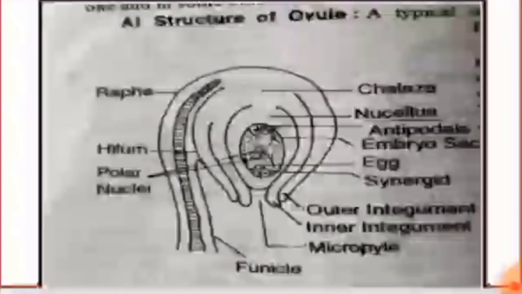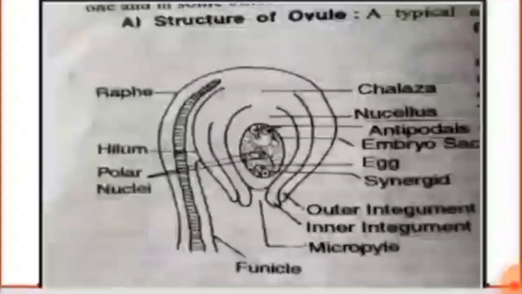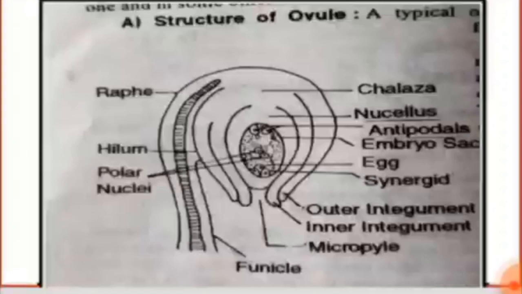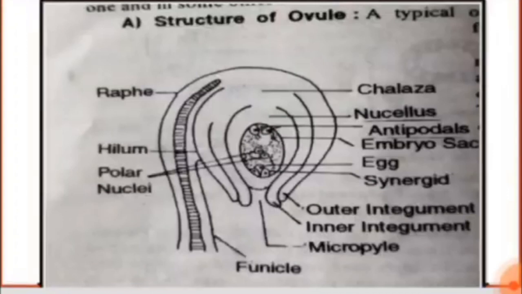This is about the structure of the ovule and its parts with their different functions. Okay, we will stop here, and in the next lecture we will discuss the types of ovules.